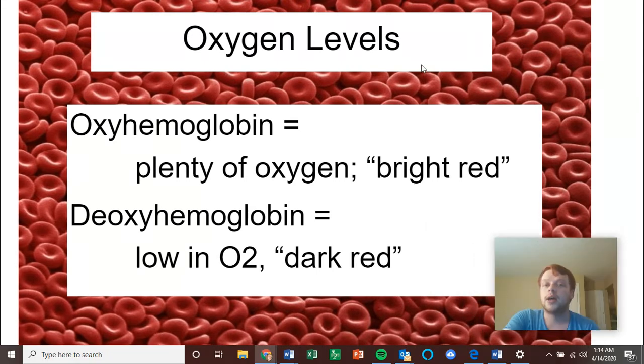When we're talking about oxygen levels, there are two categories that our blood oxygen can fall into. So oxyhemoglobin is when we have tons of oxygen. This is when the blood is bright red. And then deoxyhemoglobin is when you are low in oxygen, and that's when your blood is kind of a darker color.